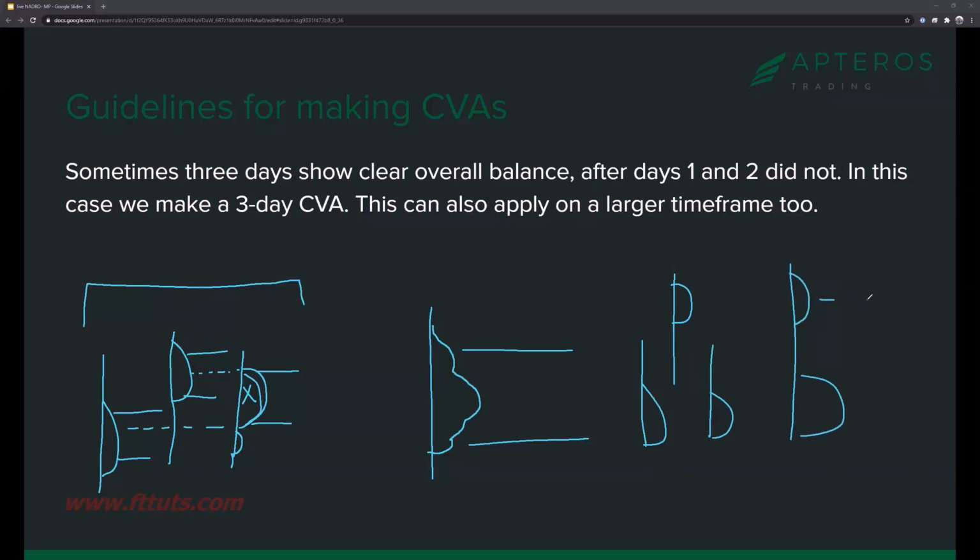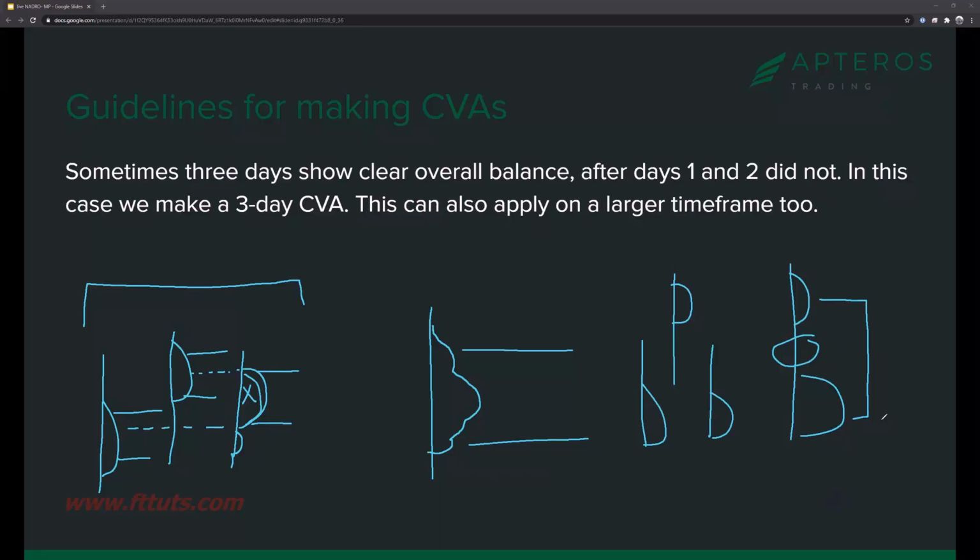And you're going to have a value area that looks like this. And that doesn't work, does it? That value area doesn't make any sense. We essentially have single prints in the middle of 2 distributions. That's not an overall composite value area. That's not an overall nice balance to make a CVA from.